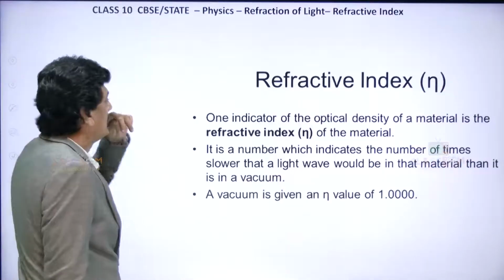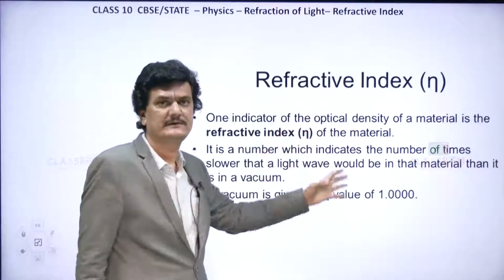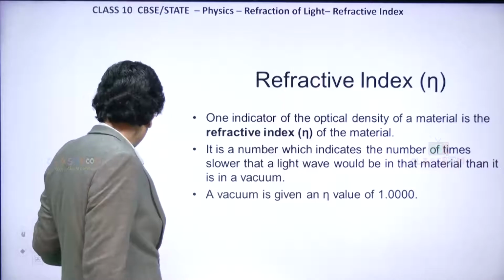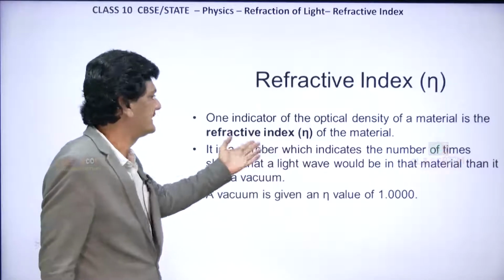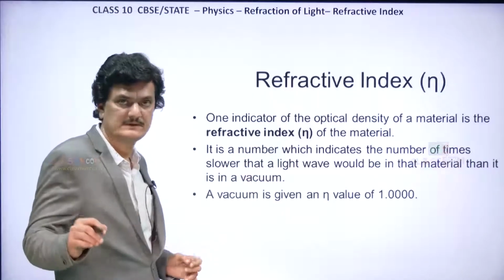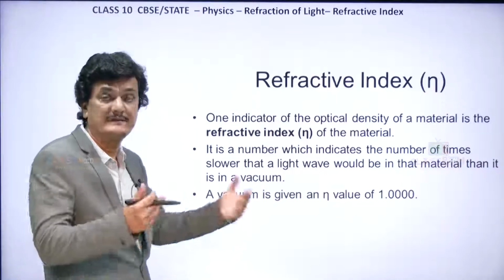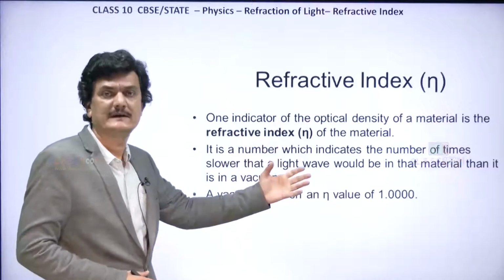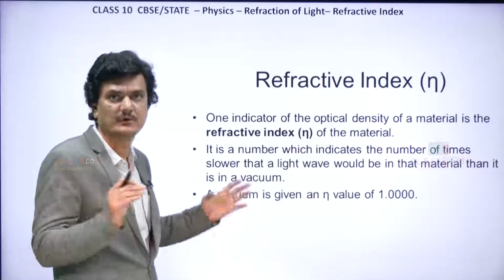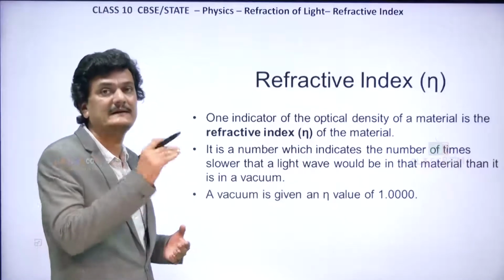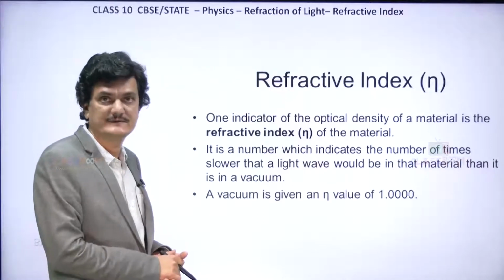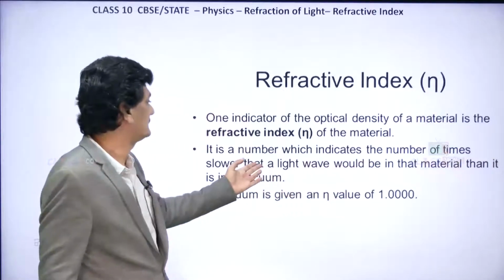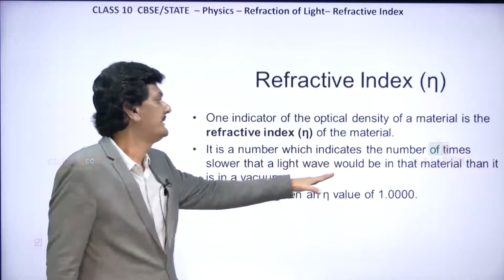So, the definition of refractive index: the indicator of the optical density of the material. The simple definition is indicator. Now, how does it indicate? That is the question now. It indicates whether the optical density is high or low. But how exactly does it indicate? It is a number which indicates the number of times slower the light wave would be in that material as in it.